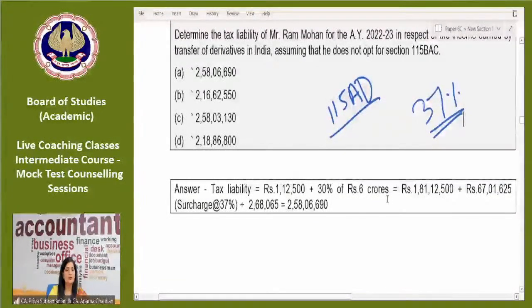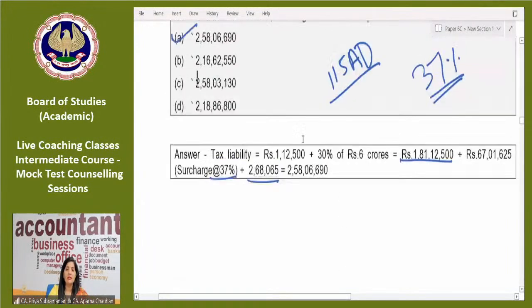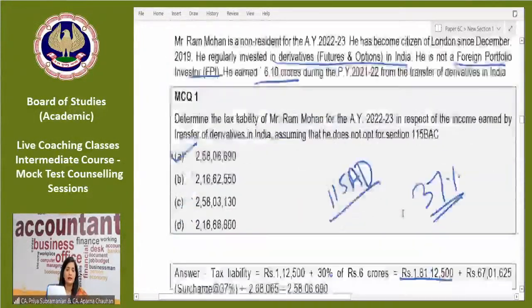112,500 plus 30% of 6 crore comes to 1 crore 81 lakh 12,500, plus the higher surcharge rate of 37% since it exceeds 5 crores, and HEC, health and education cess, of 4%. The tax liability comes to 2 crore 58 lakh 6,619 in his case. That means you have to read every piece of information very carefully, applying the provisions, applying the tax liability.